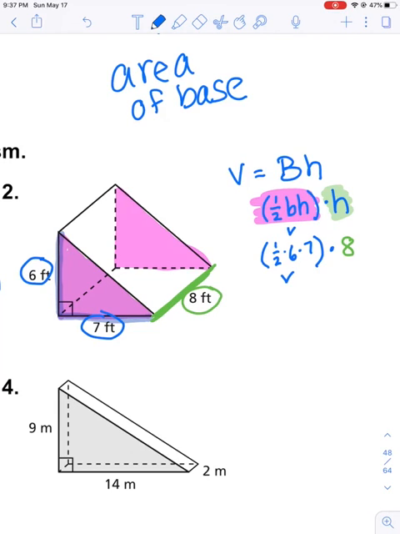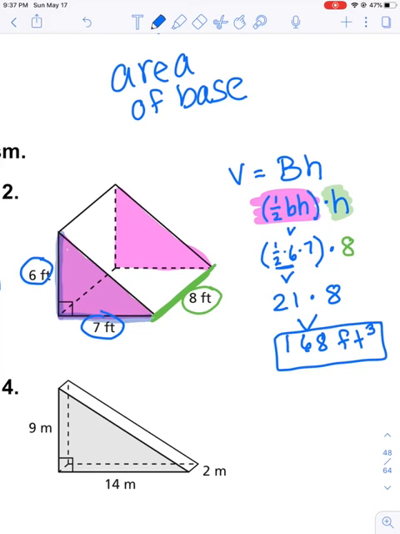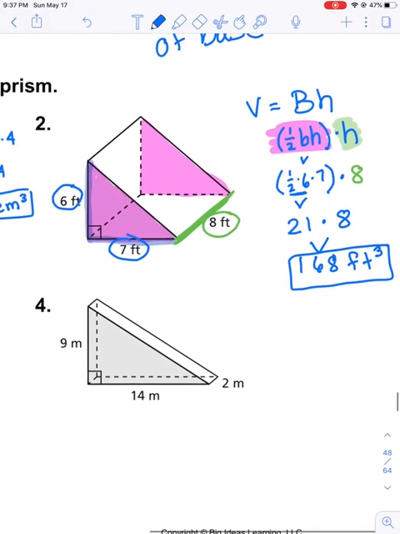So in your calculator, you could type 0.5 times 6 times 7, or I could do 1/2 times 6 first. That's 3 times 7 is 21. Now I have to drop down the 8. 21 times 8. And that equals 168 feet squared. Cubed, sorry, not squared. Cubed. All right, and I'm going to leave that last one, number 4, as practice for you, but use number 2 as a model for it.